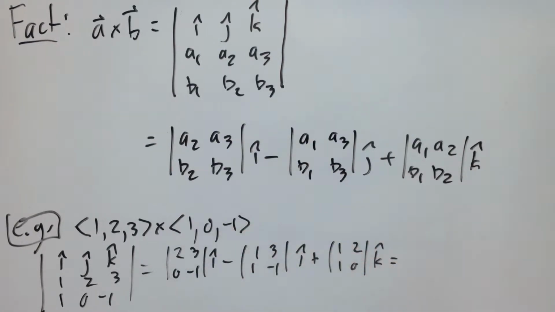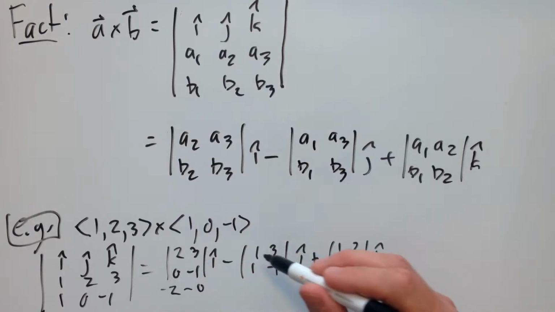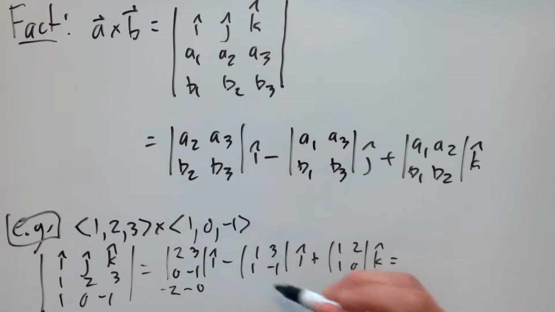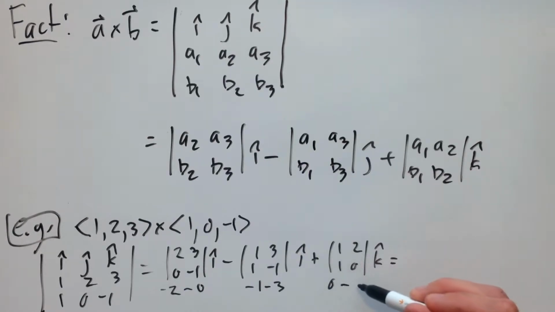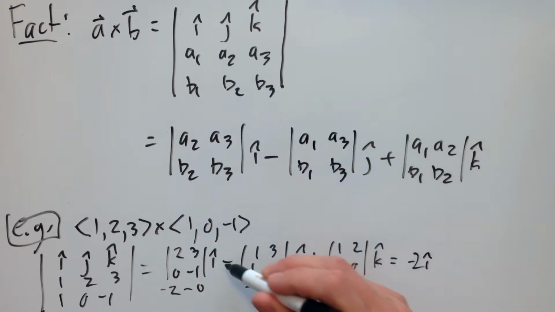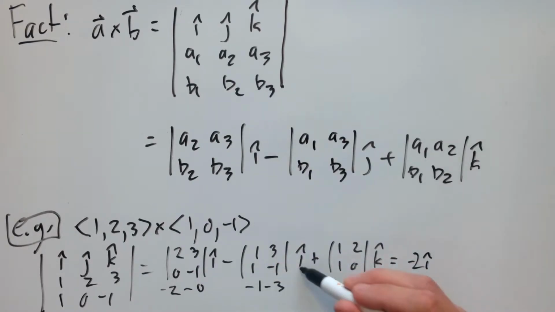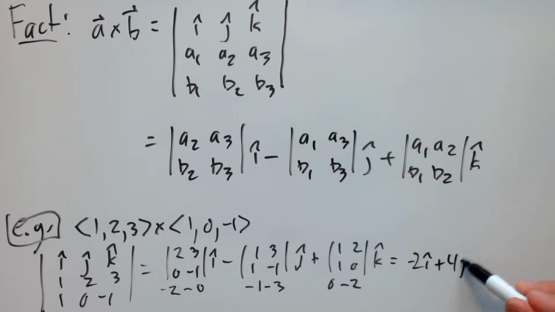And then you evaluate these determinants. 2 times negative 1, which is negative 2, minus 3 times 0, so it's negative 2. 1 times negative 1 minus 3 times negative 1, so that's negative 1 plus 3, which is 2. And 1 times 0 minus 2 times 1, so that's 0 minus 2, which is negative 2. So I get negative 2i minus 2j, and then plus negative 2k, so minus 2k.